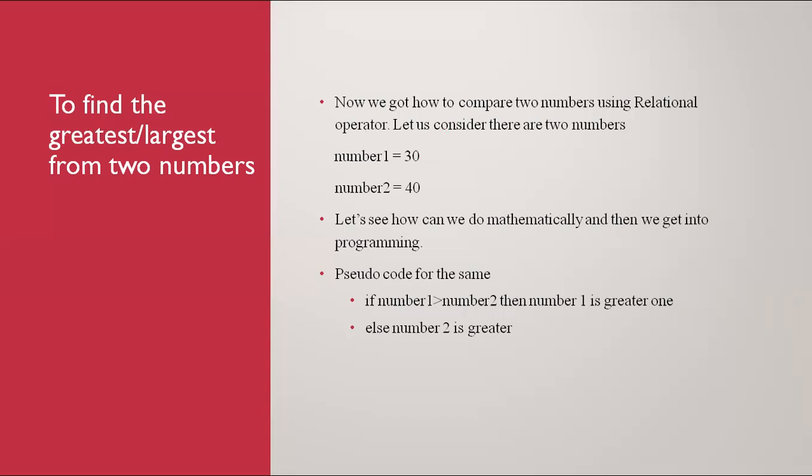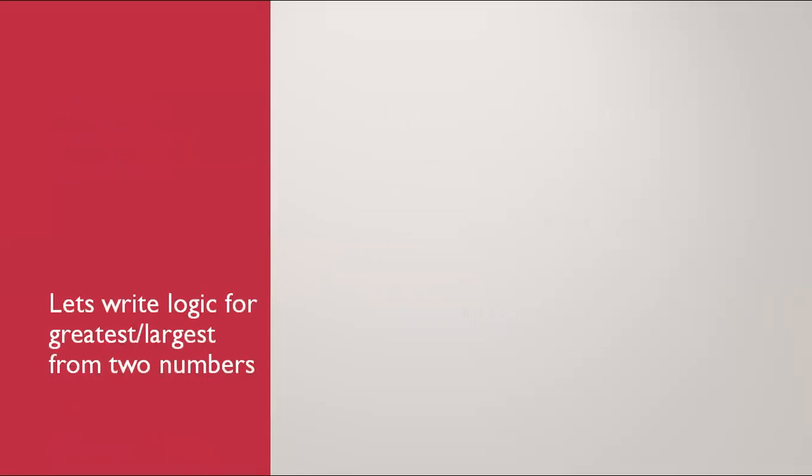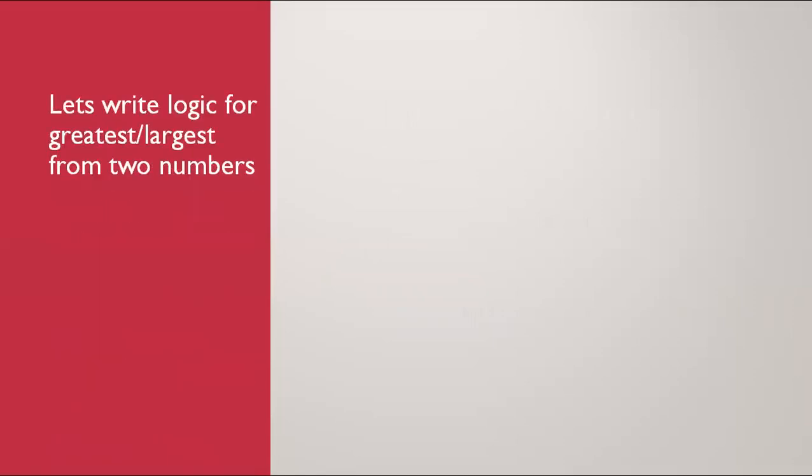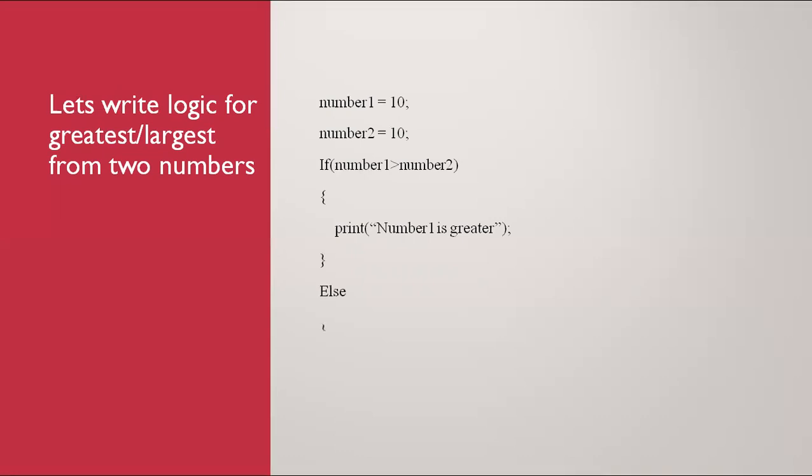How are we going to do it in a programmatical way? Let's write a logic for the greatest or largest number from two numbers. I have two numbers, which I am considering as integers, number 1 and number 2. Number 1 is 10 and number 2 can be any number. So if number 1 is greater than number 2 and the condition is true, then obviously number 1 is greater. Else, number 2 is greater. This is the logic we're going to use for checking two numbers.